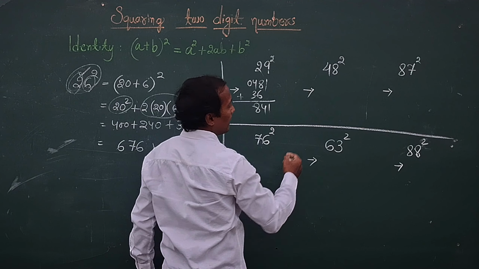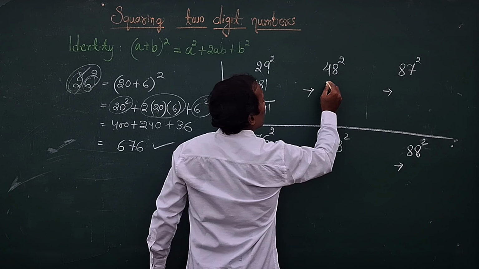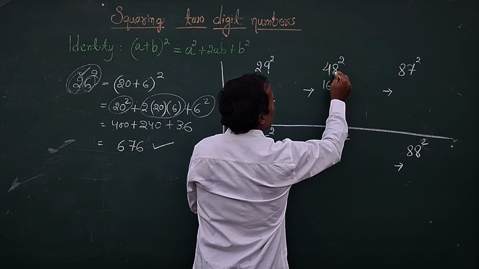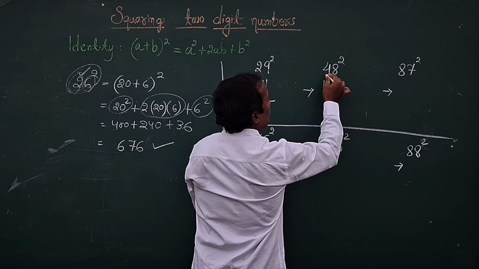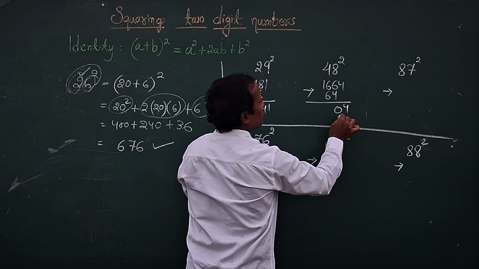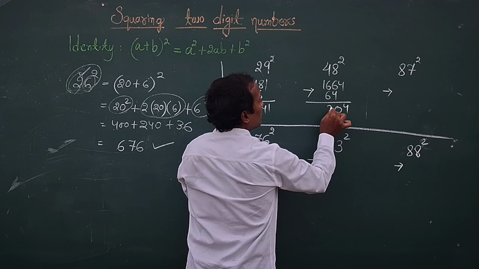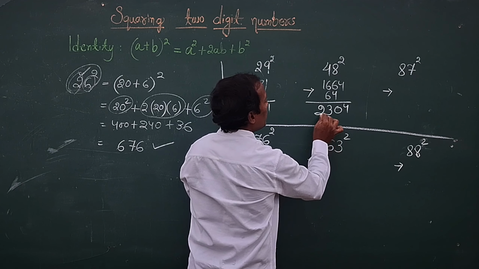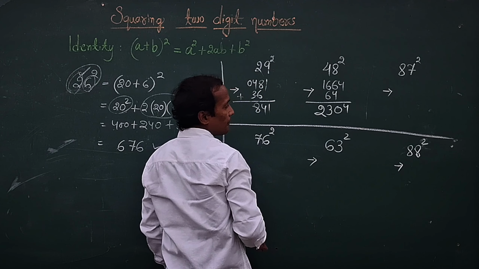You can check also by multiplying. 48 square. 4 square is 16. 8 square is 64. Now 8 times 4 is 32. Double is 64 here. I have 4. 6 plus 4 is 10. 2304. This is 48 square.